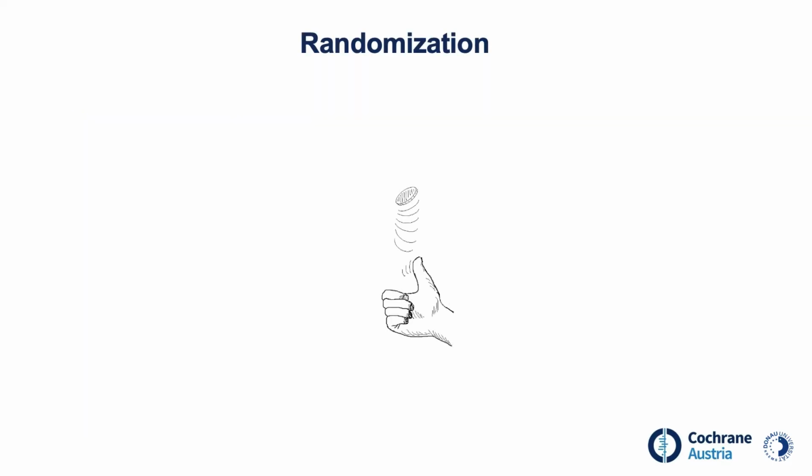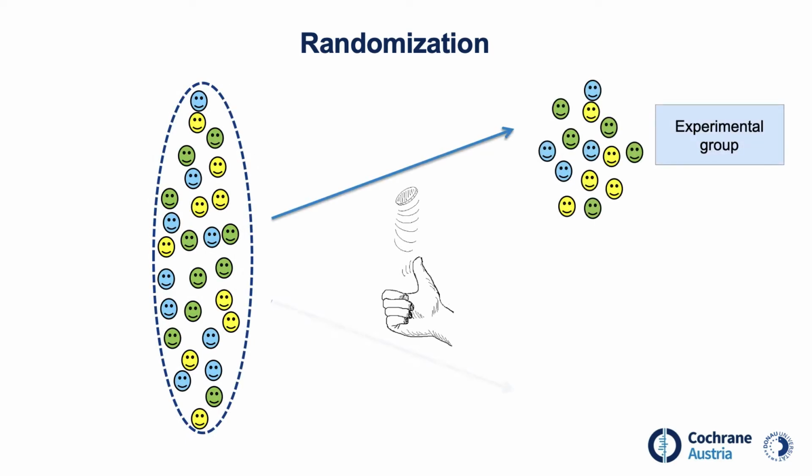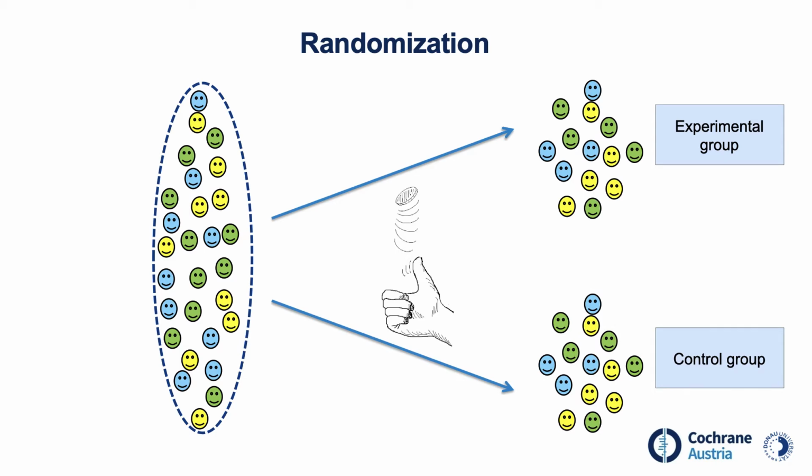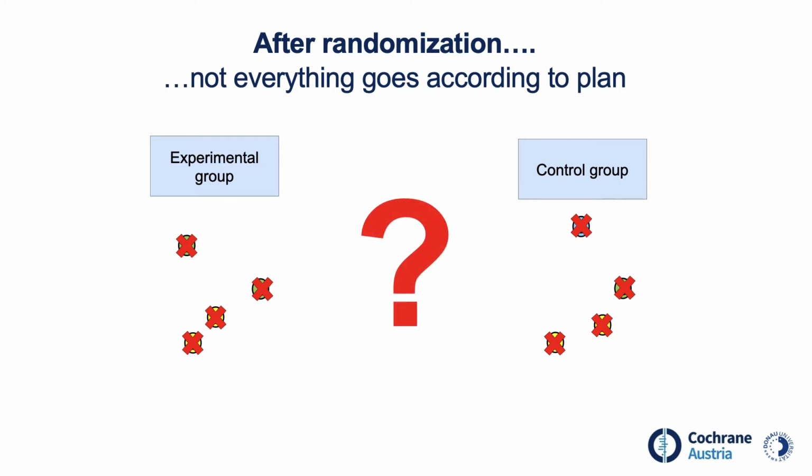Randomization uses the principle of chance to assign people to an experimental or a control group. Unfortunately, not everything goes according to plan in studies after randomization. For example, it is possible that participants die before the study is finished. It is just as possible that they will move to another city, not take their medication, or simply no longer want to participate in the study. So what happens to their data during study evaluation?